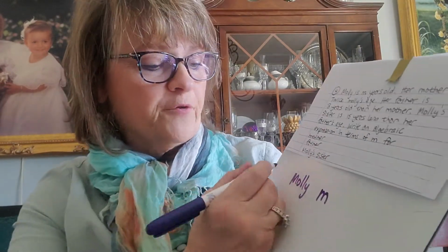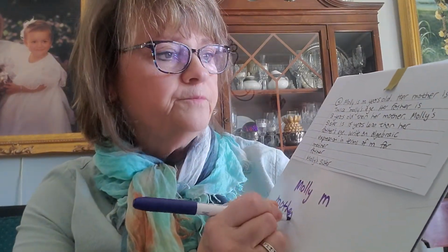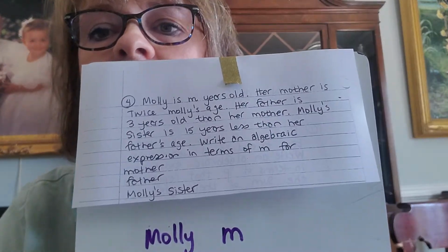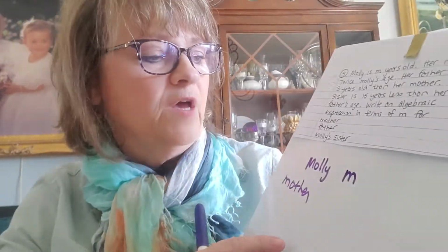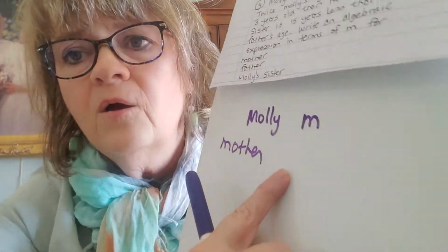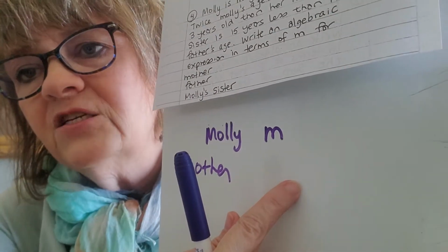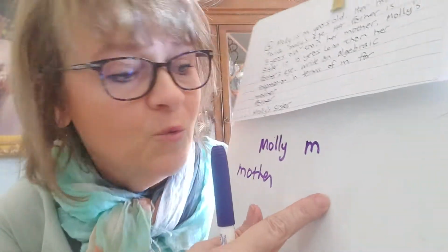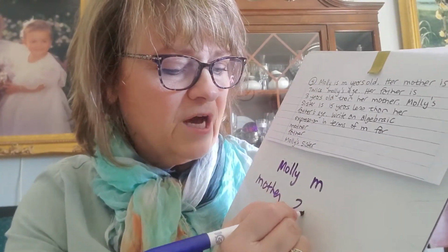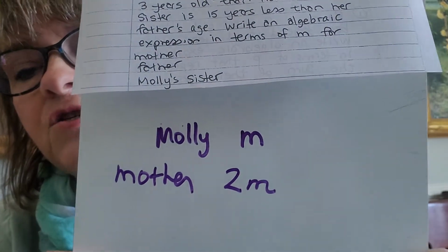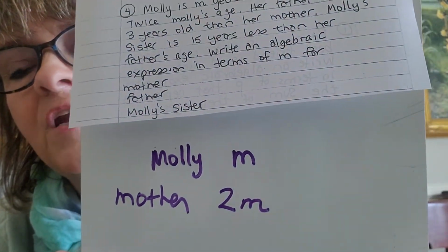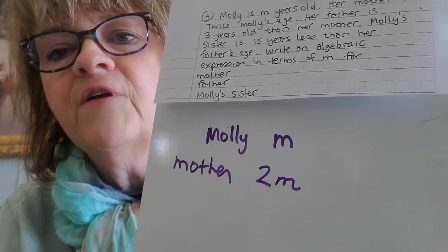Then it says her mother. So I'm going to write the word mother. It says her mother is twice Molly's age. So if Molly is 10, her mom is 20, twice her age. So what do we do? If Molly is M, what would we put for mom's age? How would we get it? Right, we would double it. 2 times M. So that looks like this, 2 times M. Understood, times in between a coefficient, a number, and its variable.